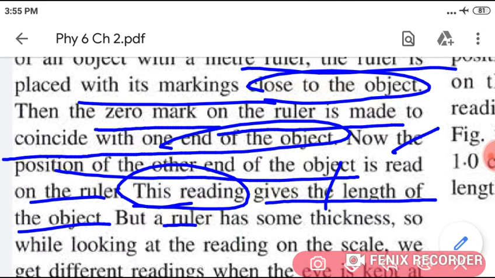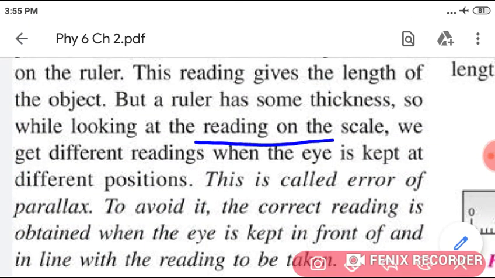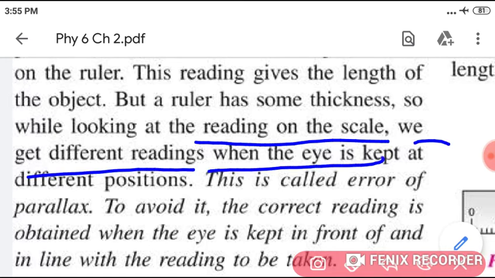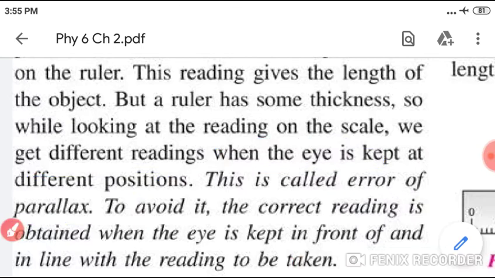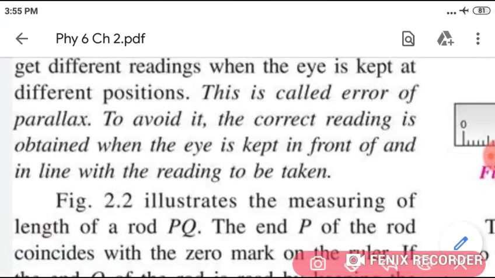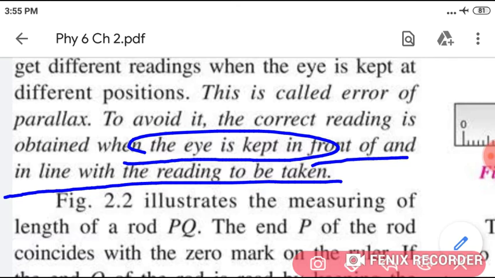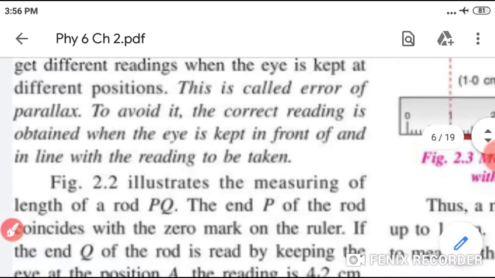But a ruler has some thickness. So whenever looking at the reading on the scale, we get different readings when the eye is kept at different positions. This is called the error of parallax. To avoid this error, the correct reading is obtained when our eye is kept in front of and in line with the reading to be taken.